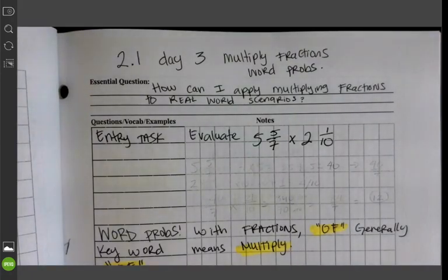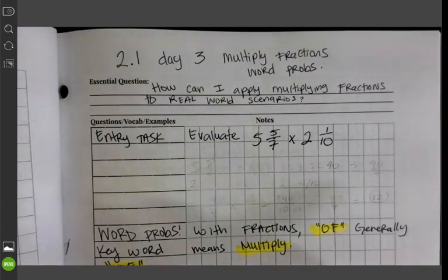This is the video lesson for 2.1 day 3, multiplying fractions word problems. Our essential question is, how can I apply multiplying fractions to real world scenarios? All right, we have an entry task that I want you to do. Evaluate 5 and 5/7 times 2 and 1/10. If you haven't done that already, go ahead and push pause and try it out. And we're gonna do it together.